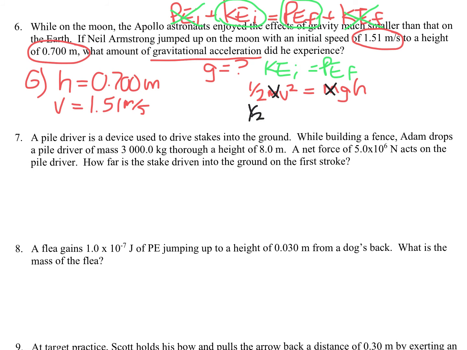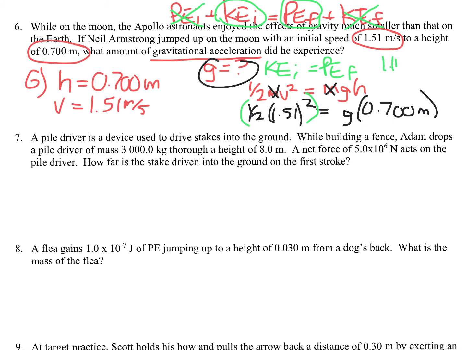Now if I do 1/2 times the velocity, 1.51 squared, equals gravity's acceleration, which I don't know, I'm going to solve for that, times the height of the jump, which is 0.7 meters. All of a sudden, I can solve for g now. To do that, I'm going to do 1/2 times 1.51 squared. And when I do that, I end up getting about 1.14 equals g times 0.7. I'm going to divide both sides by 0.7.